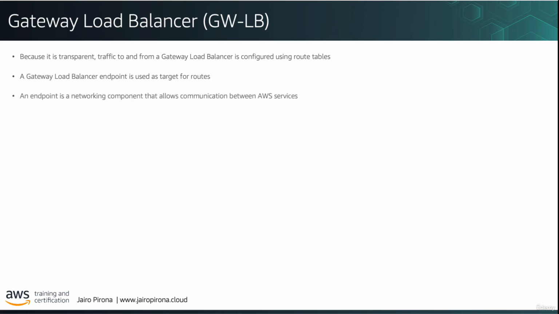An endpoint is a network component that enables communication between AWS services. Any traffic directed to the endpoint will be received by the gateway load balancer, which will forward it to the registered appliances. This will all become clear in the next class when we look at the configuration scenario. For now, just remember that gateway load balancers are used for load balancing between virtual network devices that are typically used for security, monitoring, and network inspection purposes. So, with this in mind, let's look at the configuration scenario we are going to deploy.